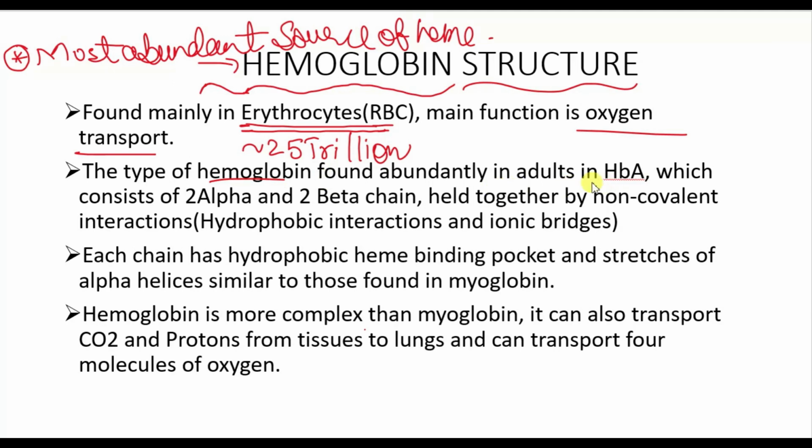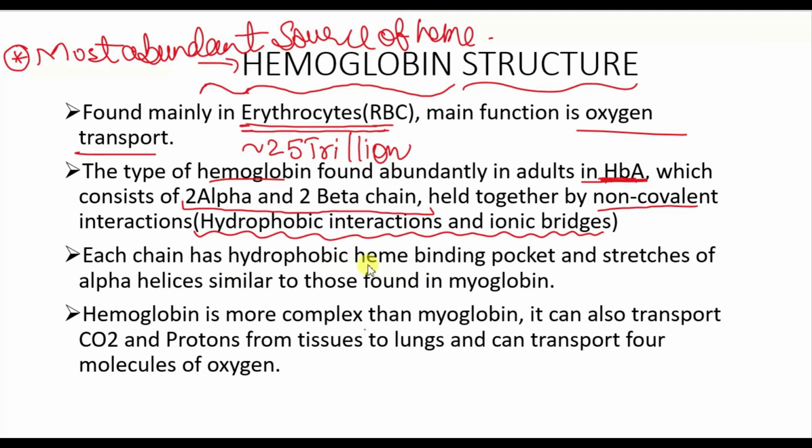And the type of hemoglobin which is found abundantly in adults is hemoglobin A. Right, adult humans contain hemoglobin A as the most abundant form of hemoglobin. And this hemoglobin A contains four polypeptide chains, two alpha and two beta chains, or alpha and beta subunits, and they are held together by non-covalent interactions. These interactions are predominantly hydrophobic interactions and ionic bridges or ionic bonds between the polar amino acids, and hydrophobic interactions between the non-polar amino acids.